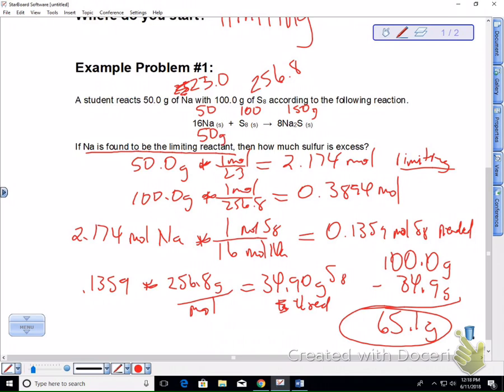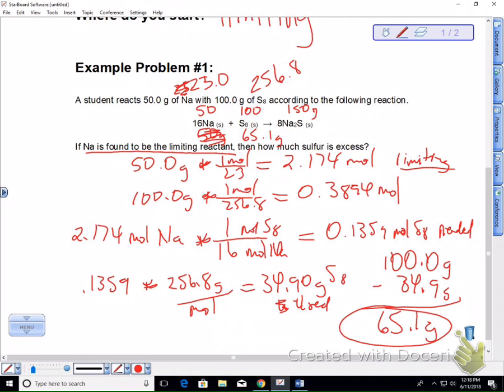But we've calculated in this problem that we're only going to use not 65.1, we're going to use 34.9 grams of the sulfur. So when this is over, I actually have 65.1 grams of this remaining. And there's none of this.